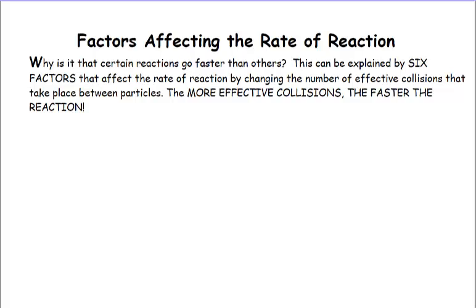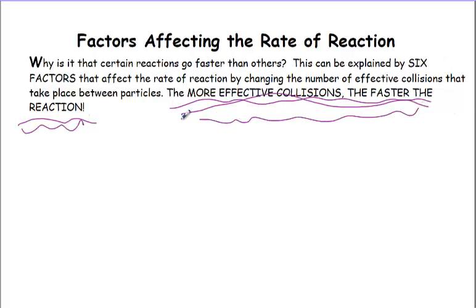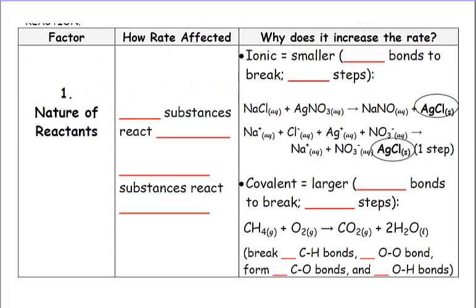So why is it that certain reactions go faster than others? This can be explained by 6 factors that affect the rate of the reaction by changing the number of effective collisions. The more effective collisions, the faster the reaction. Okay, so please put that in your notes. It is not in your note packet. So the more effective collisions we have, the faster the reaction is going to be. So let's look at factor 1, nature of reactants.